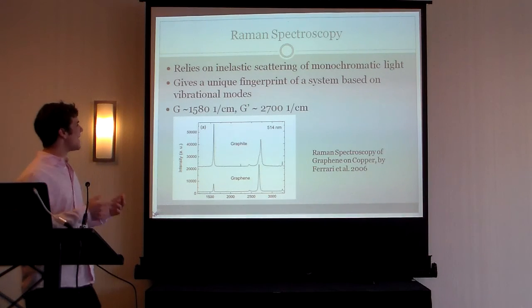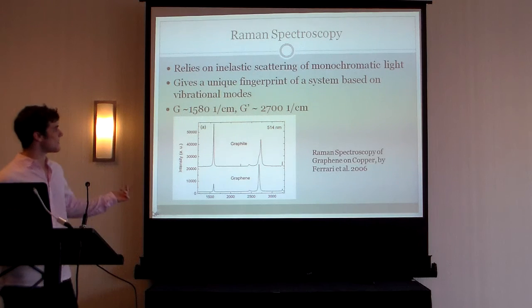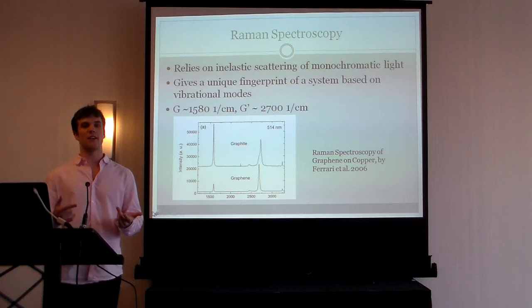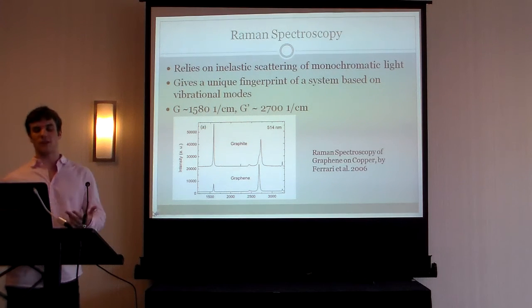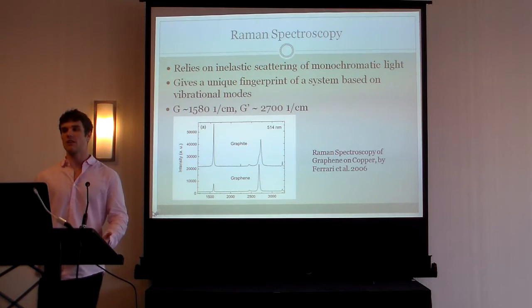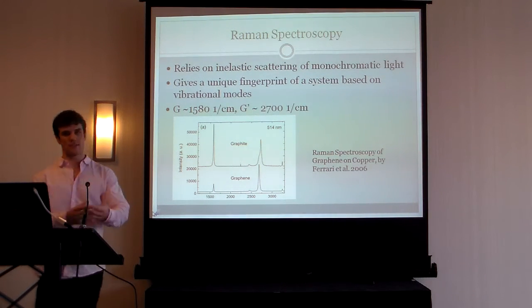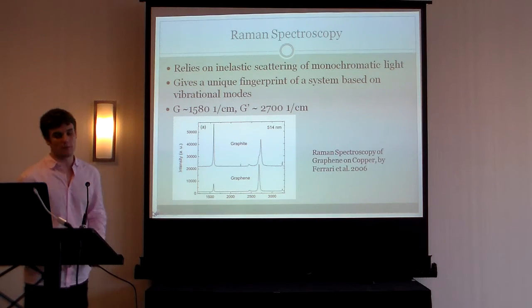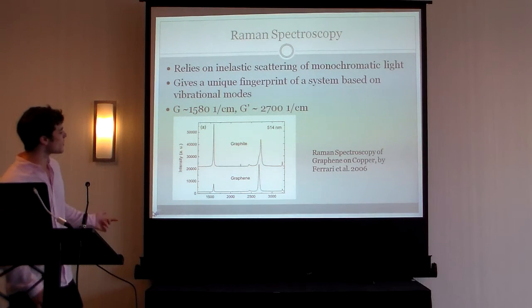And so after doing all this, to characterize my samples to see if they were actually any good, I did Raman spectroscopy, which relies on the inelastic scattering of monochromatic light, which is usually provided by a laser. And this gives you an individual fingerprint of a system based on its vibrational modes. So this essentially means that every single molecule has a unique fingerprint in Raman. This is the first literature that was done on Raman on graphene.